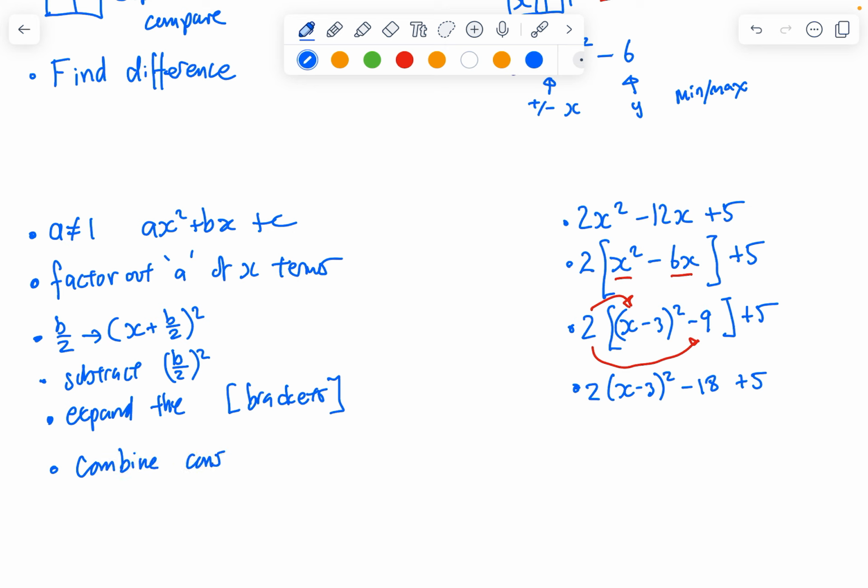And the last thing I need to do is combine the constants at the end. So I've got 2 x minus 3 squared minus 18 plus 5, that's minus 13. Now, important thing, this does not tell us about the minimum point. The minimum point, we switch the sign, and that's my x, and this is my y. So you can see that the minimum point should be 3, minus 13.